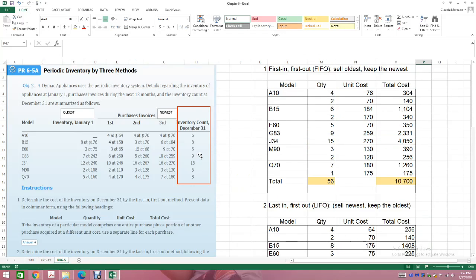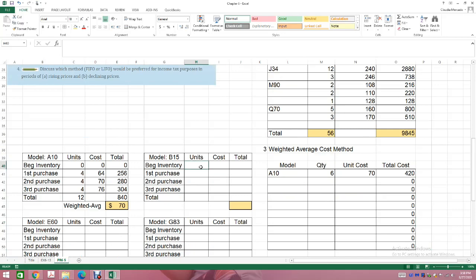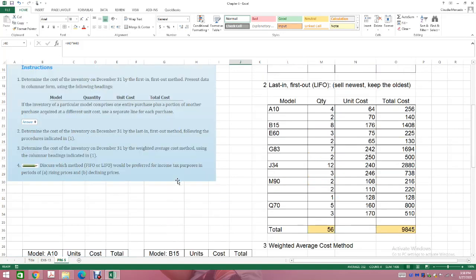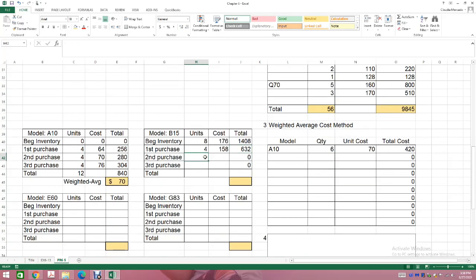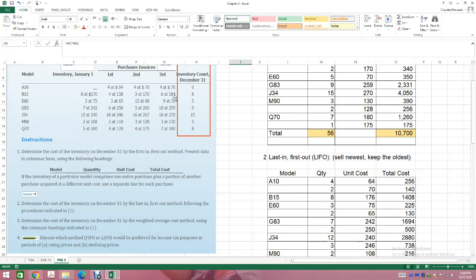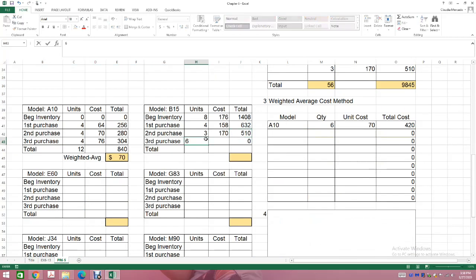We're going to go to B15 now. B15 does have a beginning inventory. I've got 8 at 176 and then 4 at 158, 3 at 170 and 6 at 184. So I'm going to transfer that information over down here. So it's 8 at 176, and then we just multiply. Then for my first purchase, I've got 4 at 158, and then 3 at 170, and then my third purchase is 6 at 184, and then we get a total for your units.